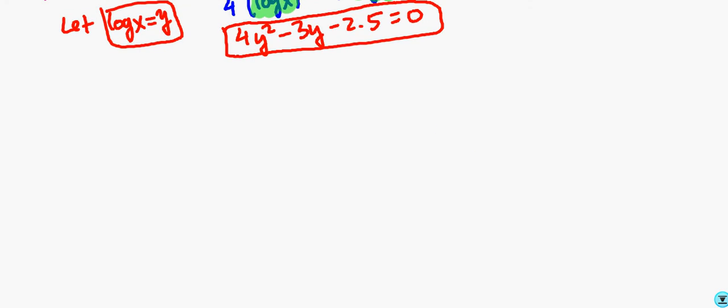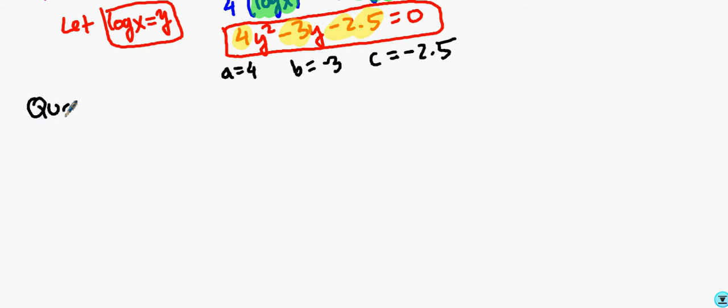If we use the quadratic formula, we need to identify our coefficients. So a equals 4, that's the number in front of the quadratic term, b is -3, and c is -2.5. So A is 4, B is -3, and C is -2.5.